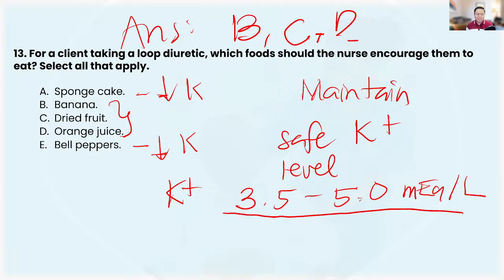The reason we do that teaching is that the patient will be using the loop diuretic daily. They will be taking this for quite some time, and the bad thing about the loop diuretic is that it can cause hypokalemia, also hypomagnesemia. So we want to make sure our patient has a safe potassium level in their bloodstream, so they won't experience any more complications. All right, moving on to the next.